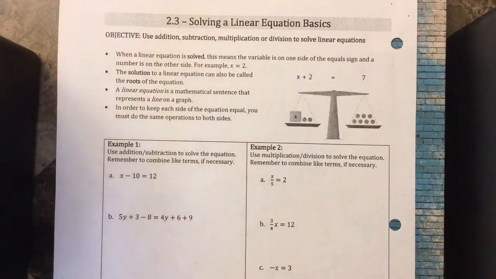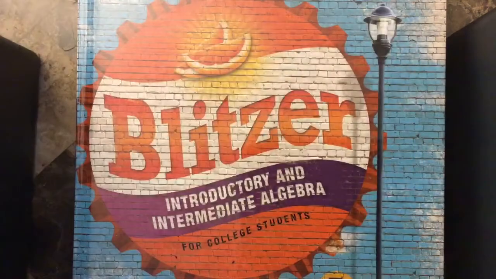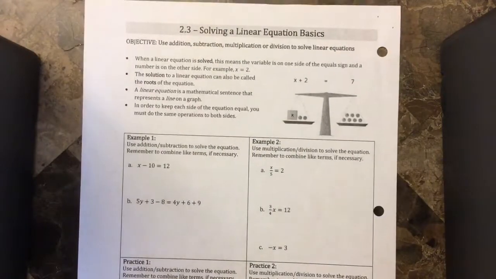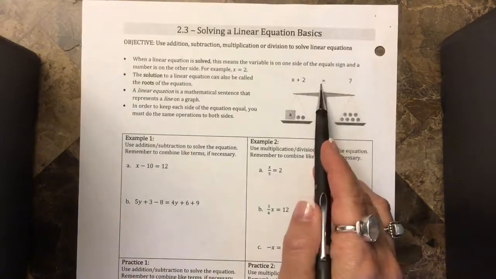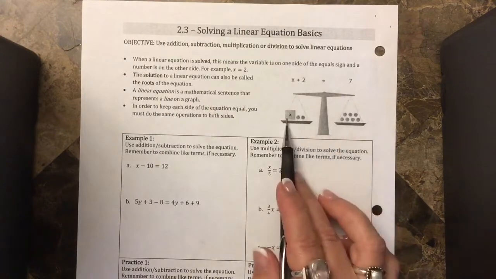In this lesson, which is lesson 2.3, we're going to talk about how to solve a linear equation. This is based on Blitzer's Intermediate Algebra for College Students. So solving a linear equation is really essential to any algebra. I want you to think of a linear equation, if it has an equal sign, as balancing both sides.